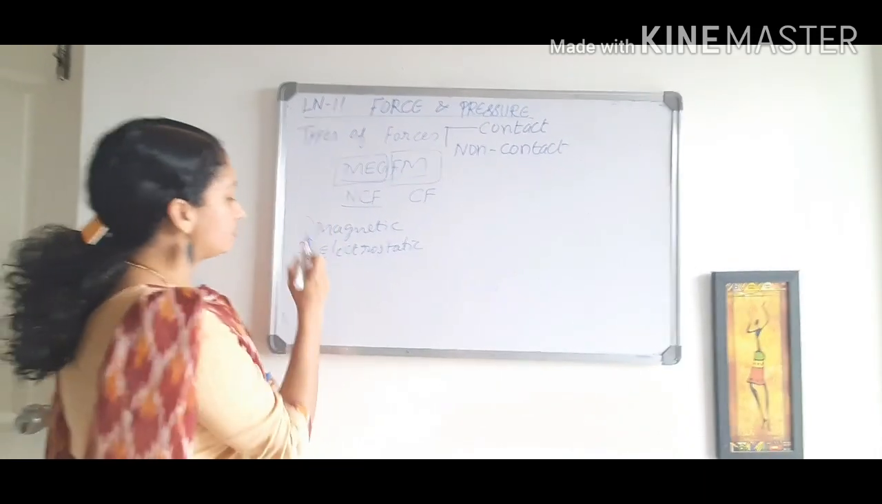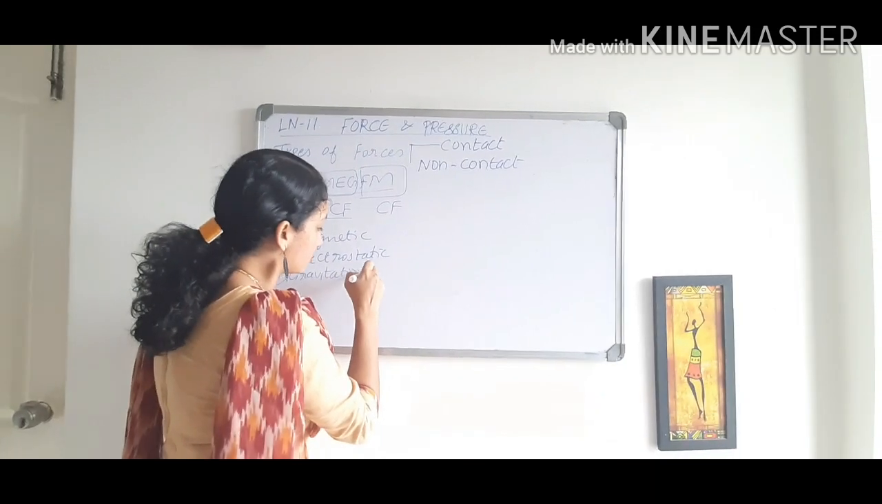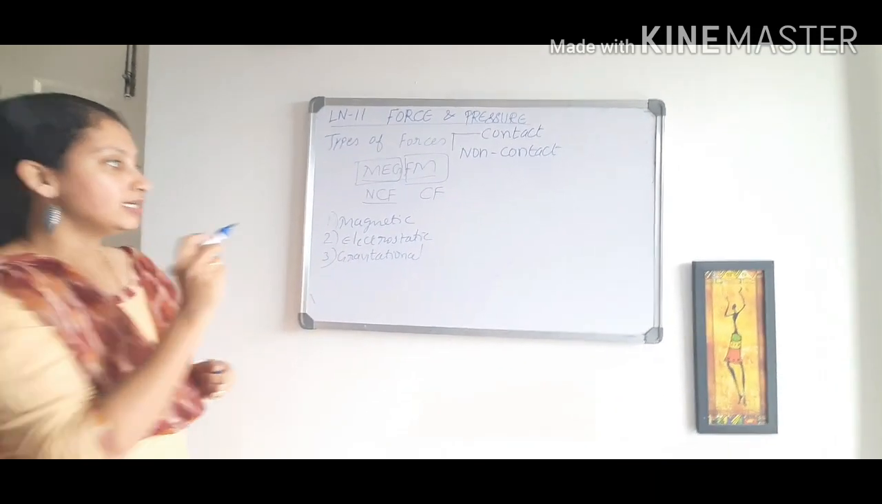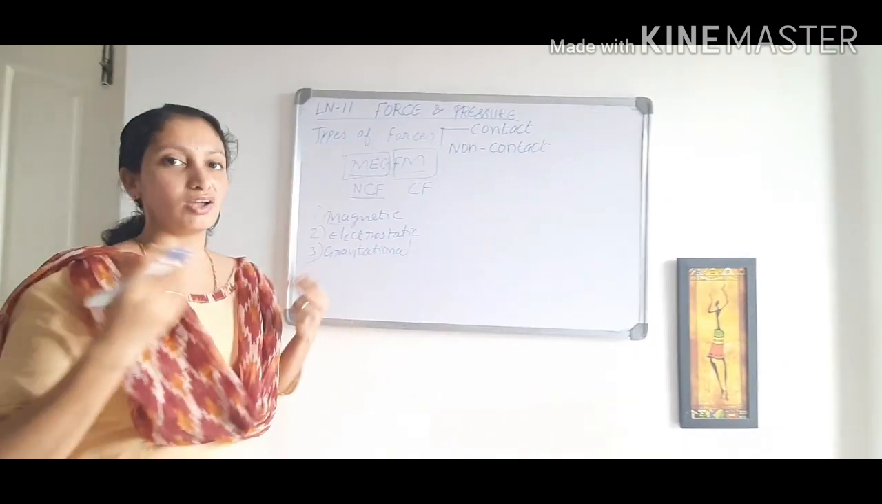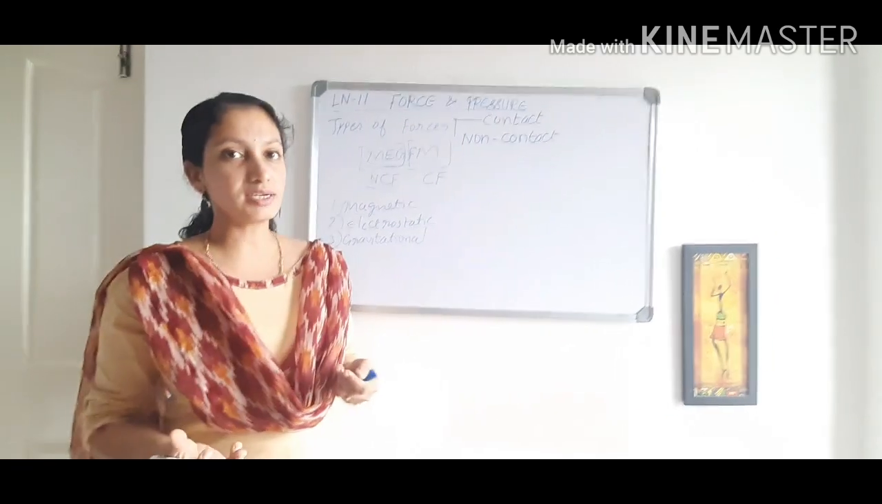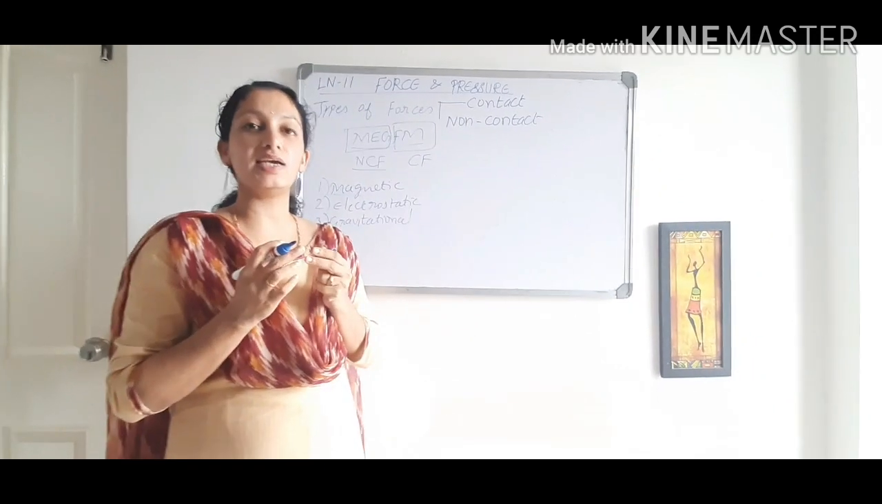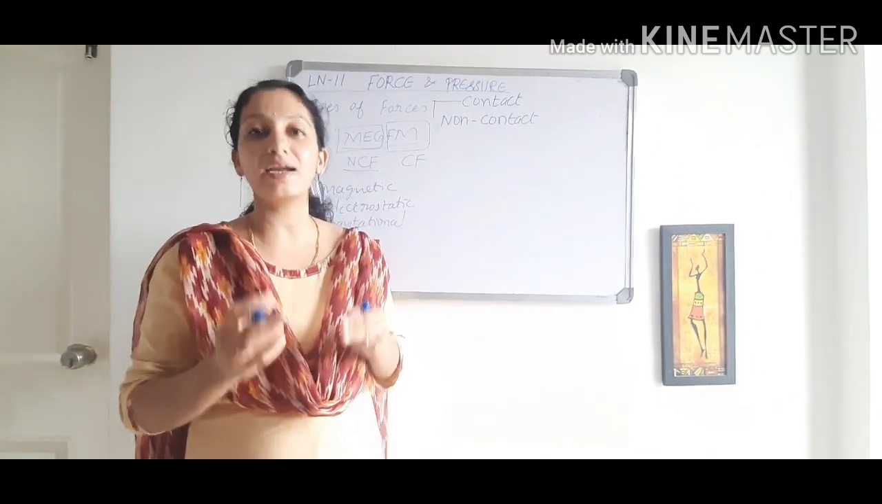And the third one is G for gravitational force. These forces are there. So the first one is magnetic force. You are all familiar with the magnetic force. You have learned it in lower classes. Magnetic means the force which is exerted by a magnet.